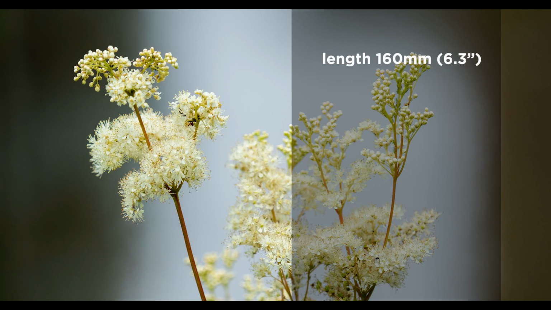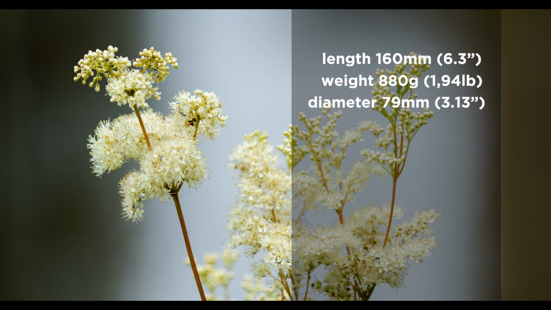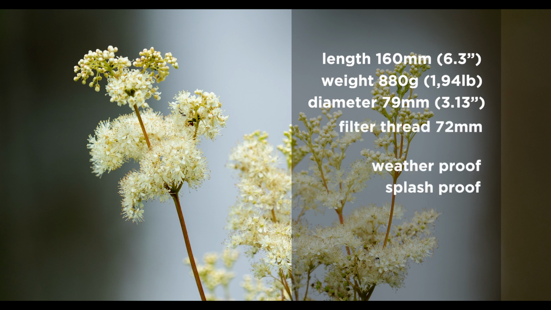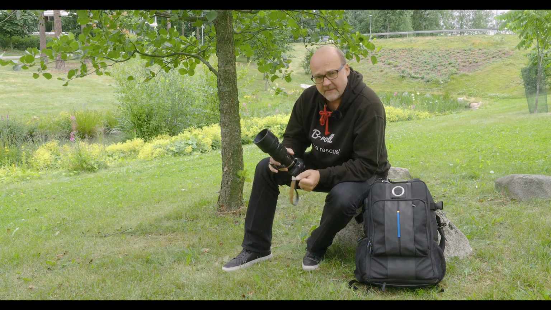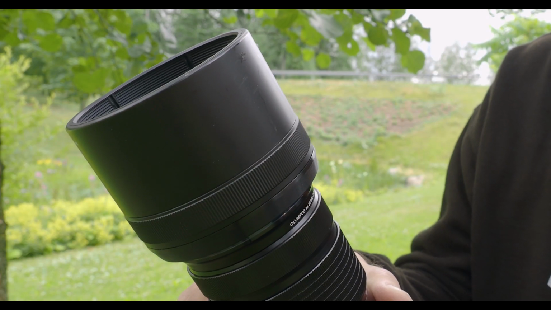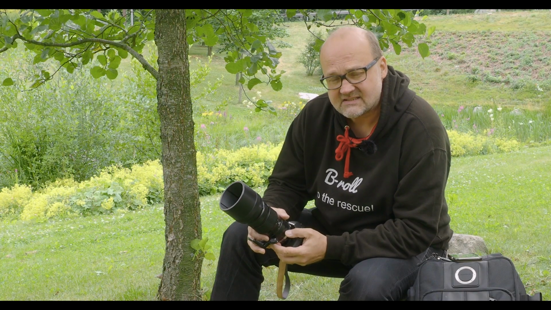The length is 160mm and the lens weighs 880 grams. The diameter is 79mm and the filter thread is 72mm. It's weather sealed, splash proof and freeze proof. It comes with a lens hood, but the mechanism is a bit tricky. It is kind of smart, but it breaks pretty easily.